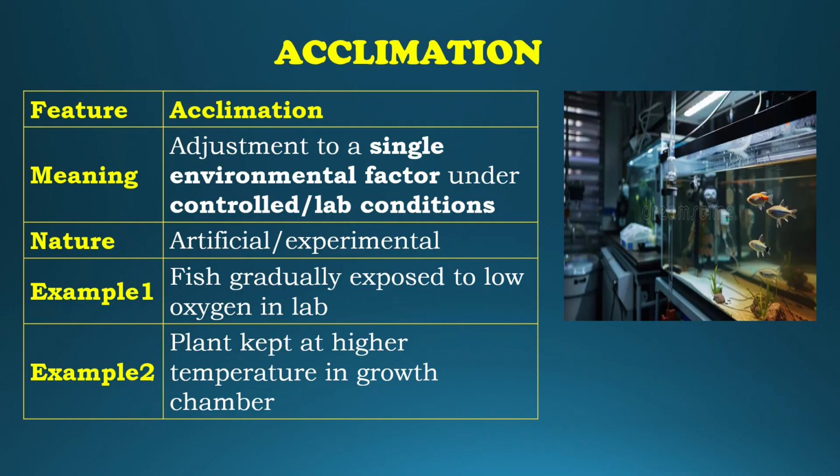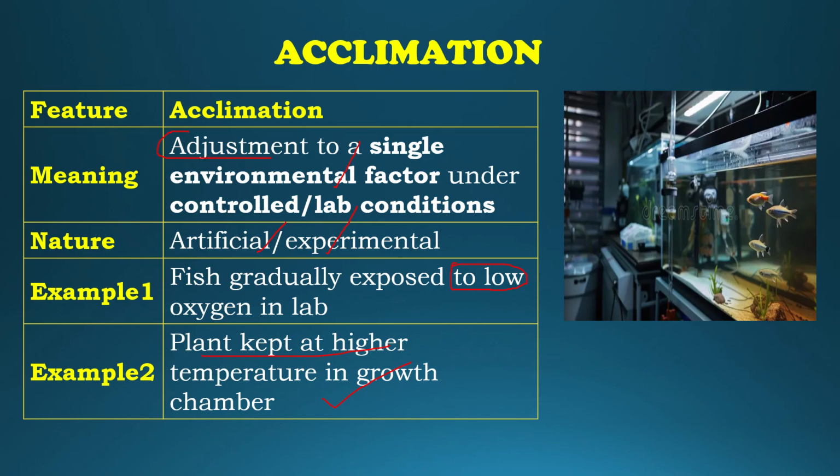If you talk about acclimation, it means an adjustment to a single environmental factor or single environmental stressor, abiotic factor or biotic factor, and that too under a controlled condition or lab conditions, which is an artificial or experimental setup. For example, a fish set up in the lab under low oxygen, hypoxia, or any other condition such as temperature, or any other organism maintained artificially for experimental purposes under the control of a single environmental factor. A second example is a plant kept at higher temperature in the growth chamber. If you know more examples of acclimation, you can post them in the comment section.